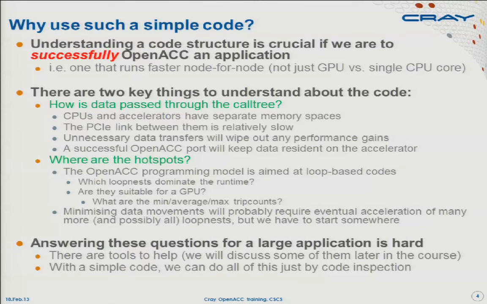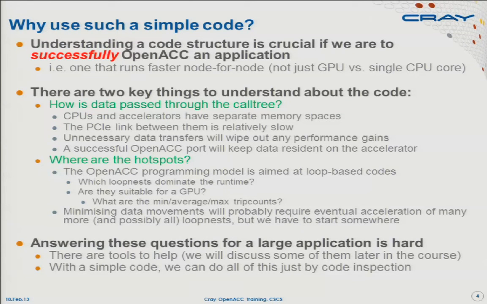And the other thing is, well, how do I get started? You need to know something about it: OpenACC is really about loop-based codes. It's not about very task-based codes. It's about accelerating loop-based codes, which you see in science, engineering, this sort of thing. Which loop nests dominate the runtime? Are they suitable for the GPU? How many trips, how many iterations are there? If they're very small loop nests, they're not going to work very well. GPUs need a lot of threads going to be efficient.